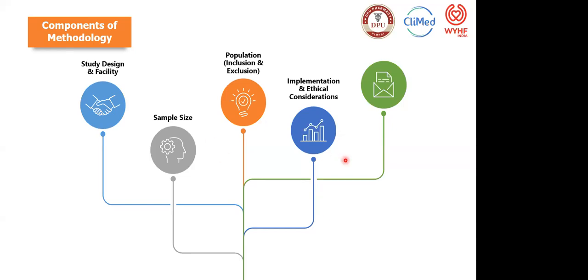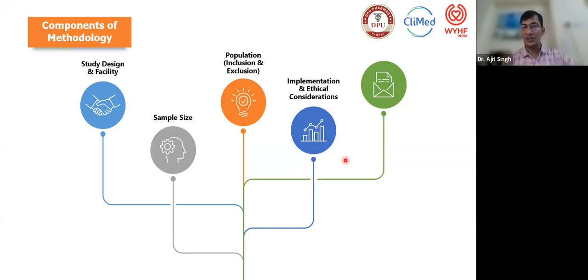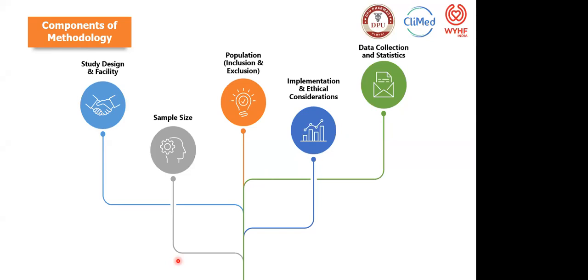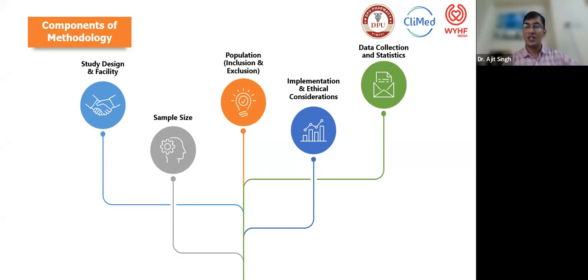And you have to mention those things in the components of methodology. Then last thing, data collection and statistics. Data collection means how you're going to collect the data. What data you are collecting? Suppose I'm doing a research, then I'm collecting anthropometric data. I'm collecting medication history, medicinal history. I'm collecting all the disease history and smoking, all the social habits. What kind of data I have to collect, that I have to define.